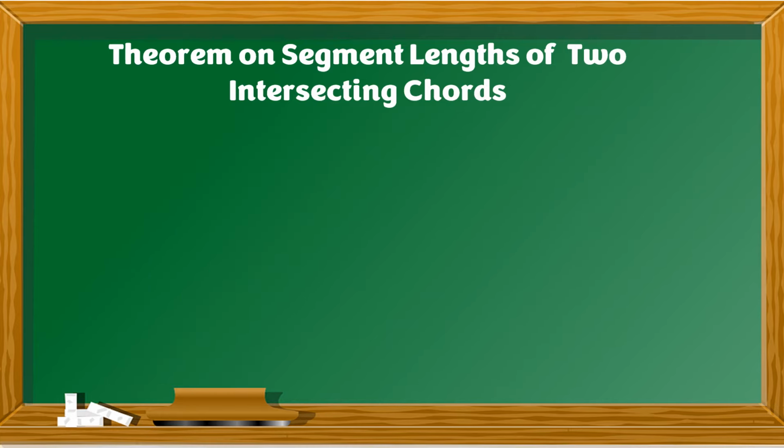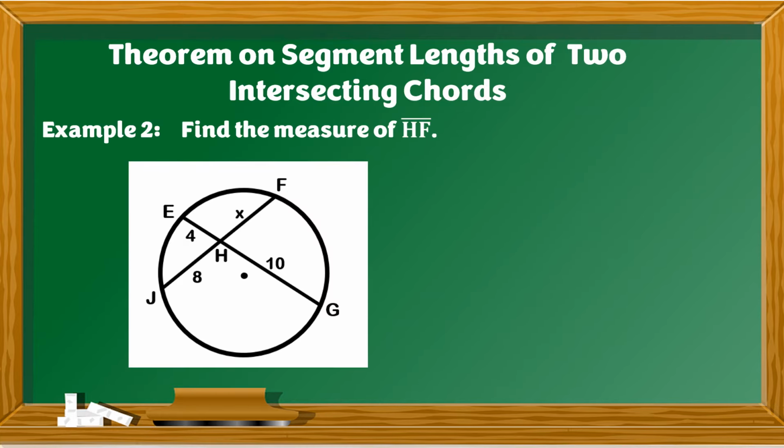Let's have example number 2. Find the measure of line segment HF. So here we have two chords which are line segment JF and line segment EG. And the point of intersection between the two chords is point H. Here, line segment JH is 8 and line segment HF is X. Line segment EH is 4 and line segment HG is 10.